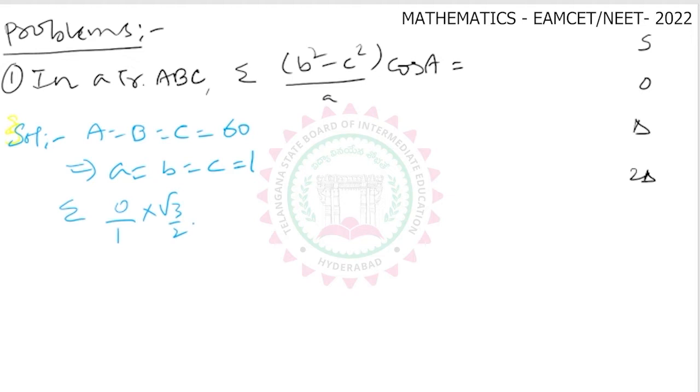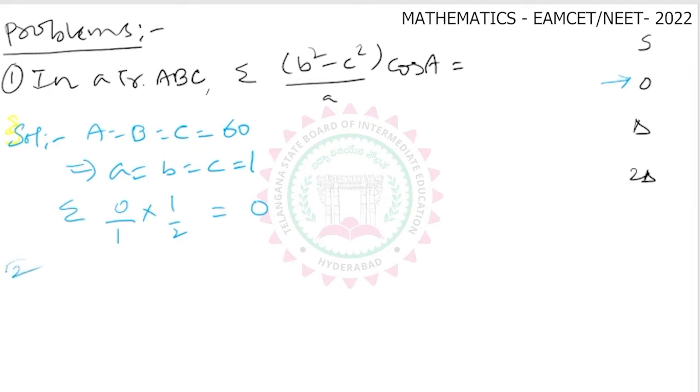Cos 60, sin, cos 30 is root 3 by 2 and cos 60 is 1 by 2, right? This is nothing but cos 60 is half. So 0 into something, the answer is 0. Okay. So my option is the second option. Is it clear? So see, within one step only you got the answer, right?